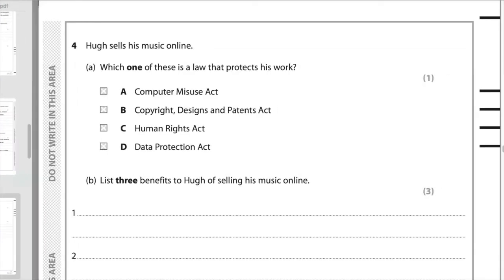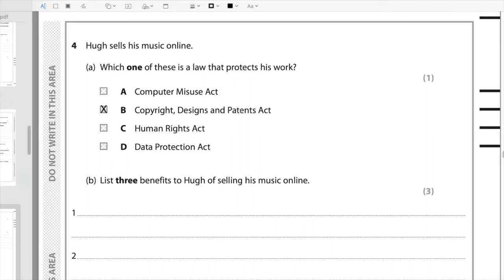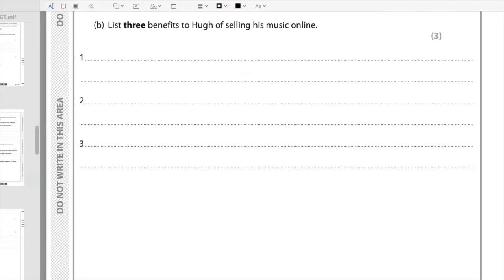Question 4. Hugo sells his music online. Which one of these is the law that protects his work? Computer Misuse Act, Copyright Designs and Patents Act, Human Rights Act, or Data Protection Act? The answer, of course, is B, Copyright Designs and Patents Act. B. There's 3 benefits to Hugo of selling his music online. So this is 3 marks, and for 3 marks we need to have 3 points.